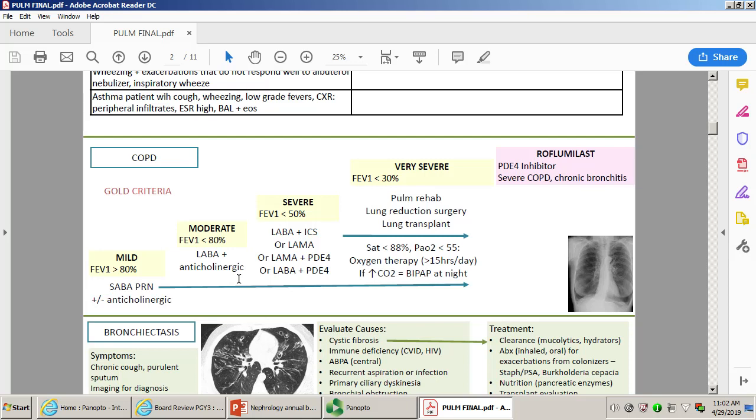So number 5 is what medication, which is a PDE4, phosphodiesterase 4 inhibitor, which we use for patients with chronic bronchitis type, severe COPD, will decrease exacerbations. Roflumilast.